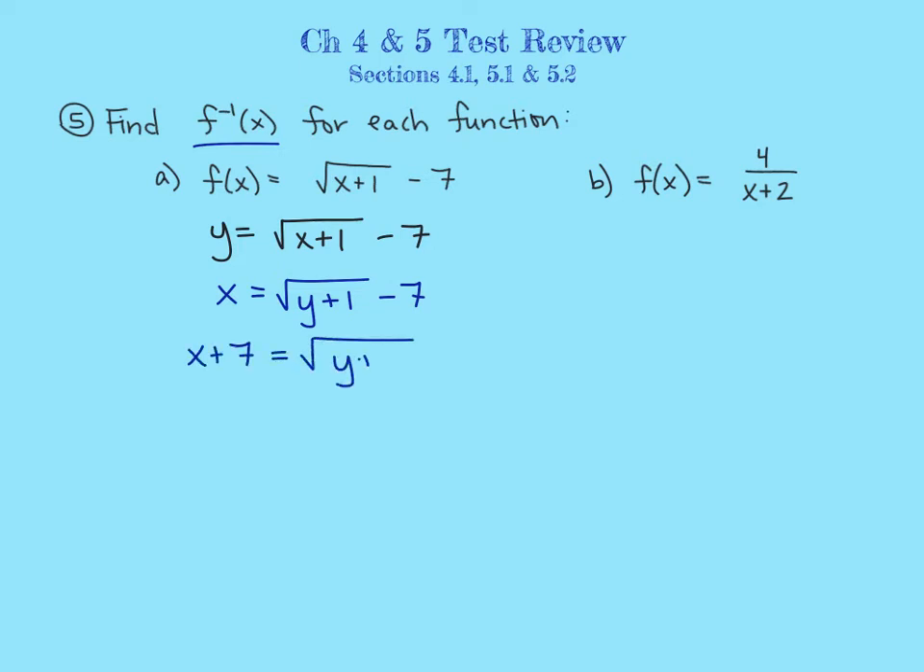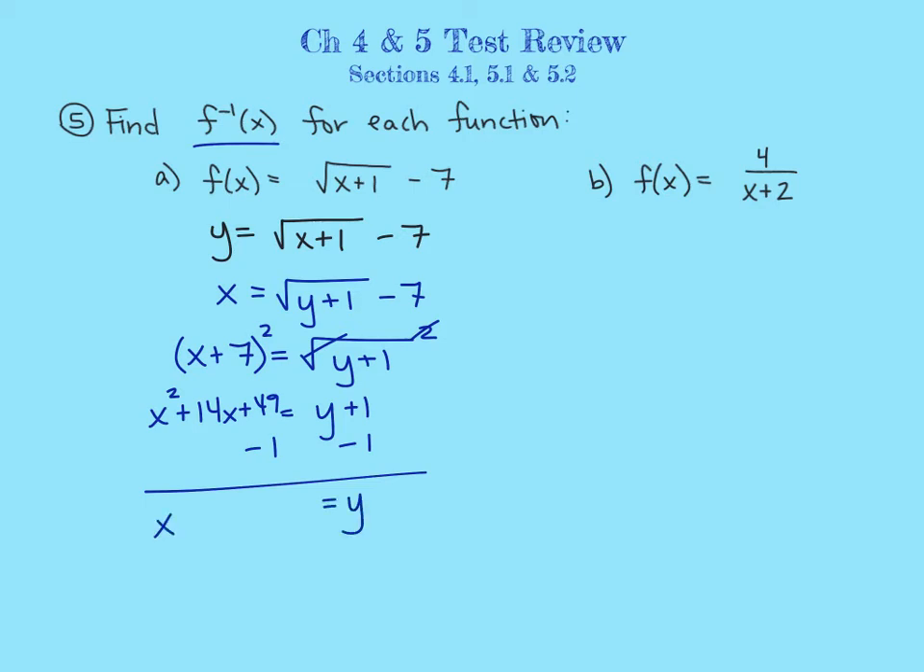And then because y is in a square root, we want to square both sides. Squaring and square rooting will cancel each other out, so we're left with y plus 1. Then on the left-hand side, we're left with x plus 7 quantity squared. When we multiply this out, we'll get x squared plus 14x plus 49. Then I want to subtract 1 from both sides. So we'll have y equals x squared plus 14x plus 48.